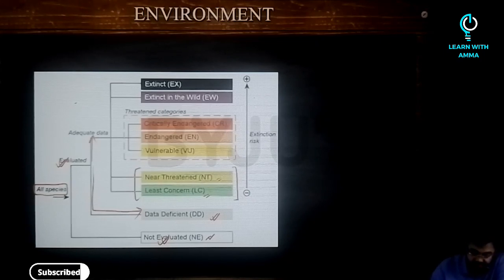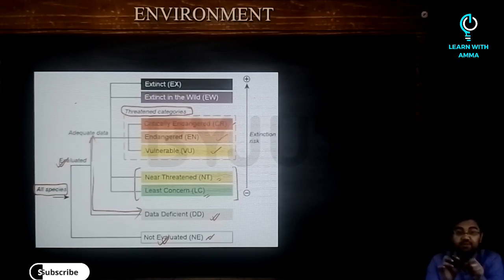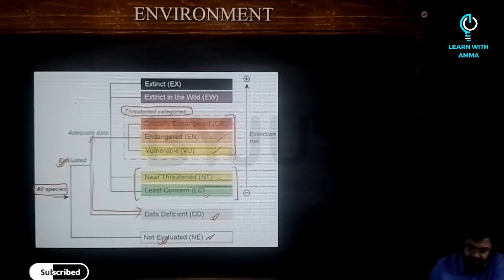Then after that you have this category. These 3 are called threatened species: critically endangered, endangered and vulnerable. All 3 are called threatened categories. So if UPSC asks you which of the following is considered under the threatened category of IUCN, then you have to make sure that you mark anything that has these 3 categories. And then finally you have the extinct and extinct in the wild categories.